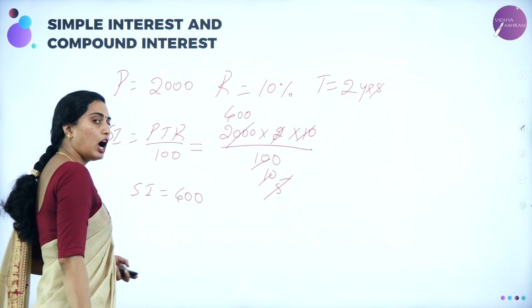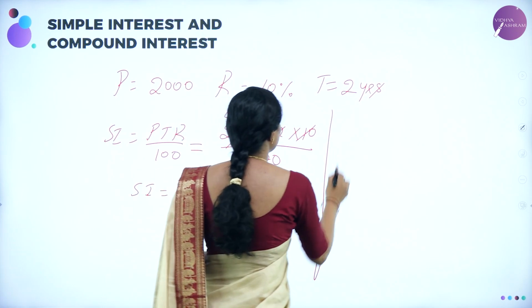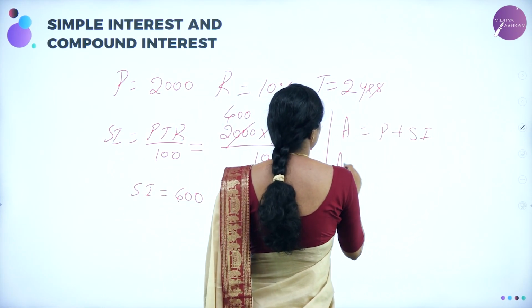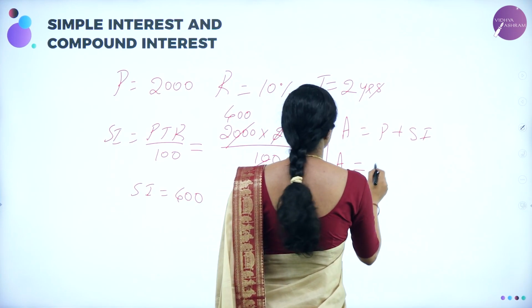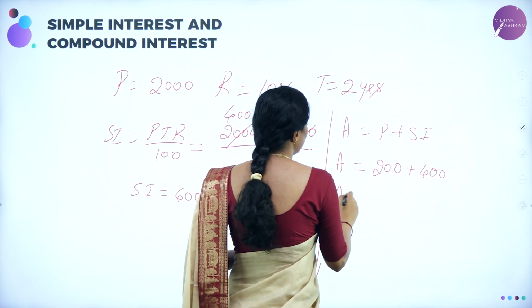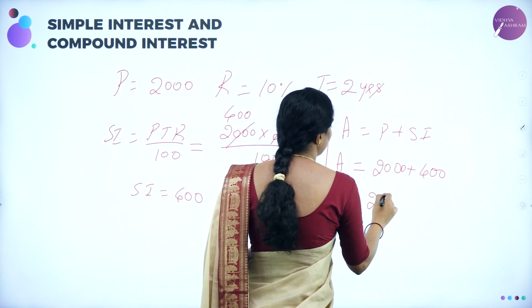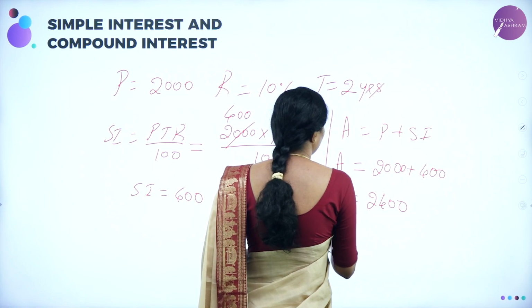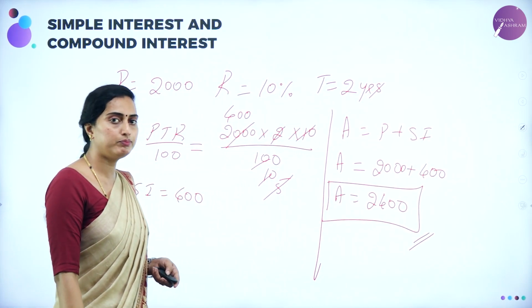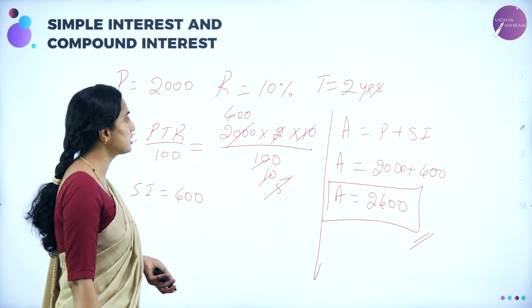Now, what have they asked? The amount they have asked. What is the amount? The amount is given by A equal to P plus SI. Now A will be equal to P, which is 2,000, plus 400. So A will be equal to 2,400. That is your answer. Okay, I hope you understood this problem. We'll move on to the next problem.